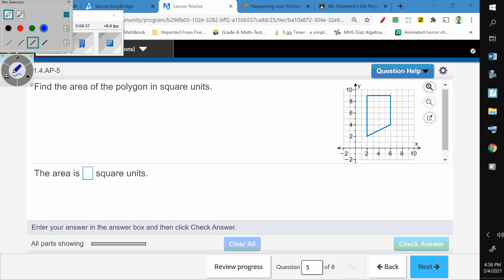Yeah, I'm going to go a little bit skinnier. I'm going to go red as well. Okay, so just find the area. Well, that's not too bad. The only thing is they don't give you the length of any of the sides. You just have to find it by counting, which is not bad at all.